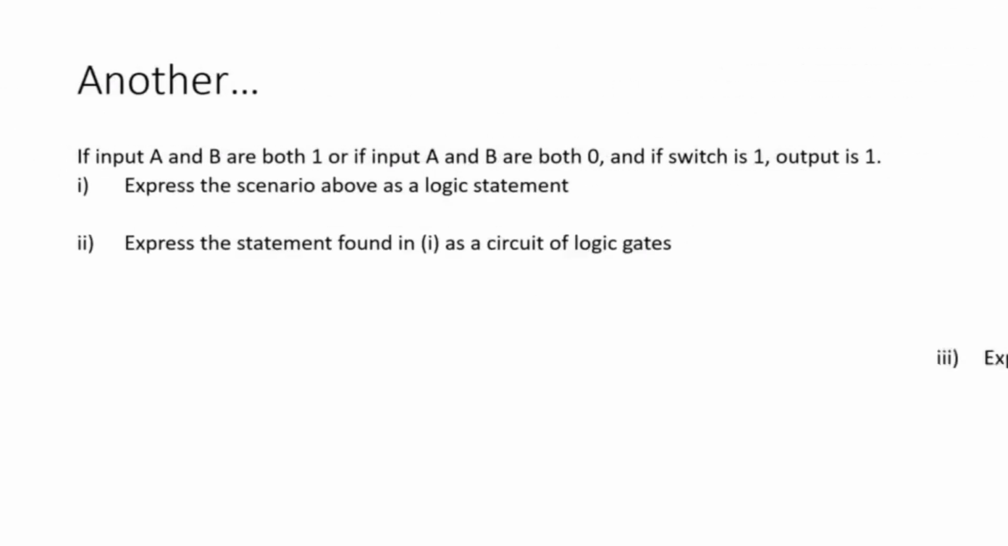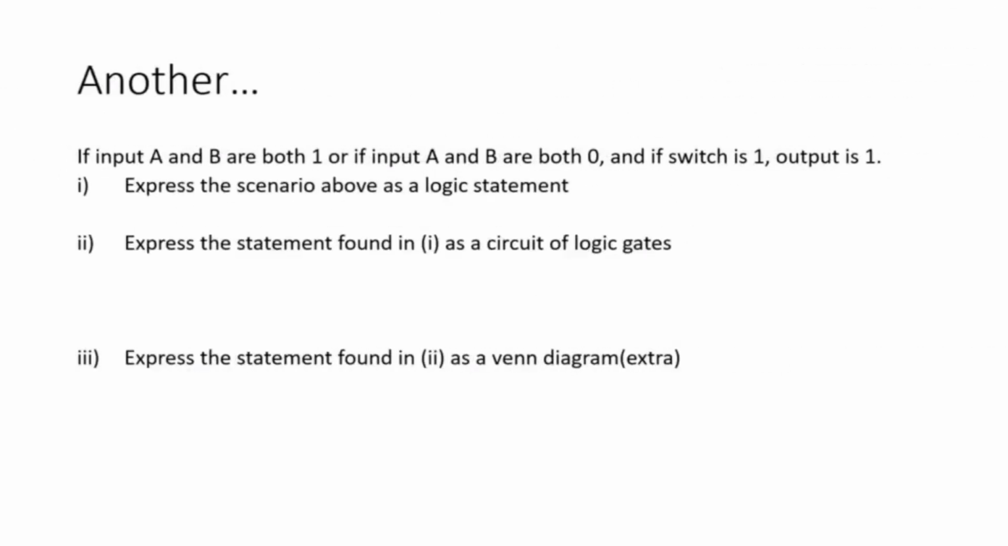The final one is a bit more challenging. If inputs A and B are both 1, or if inputs A and B are both 0, and if the switch is 1, the output is 1. Part 1 of this question is to express the scenario above as a logic statement. Part 2: express the statement found in 1 as a circuit of logic gates.